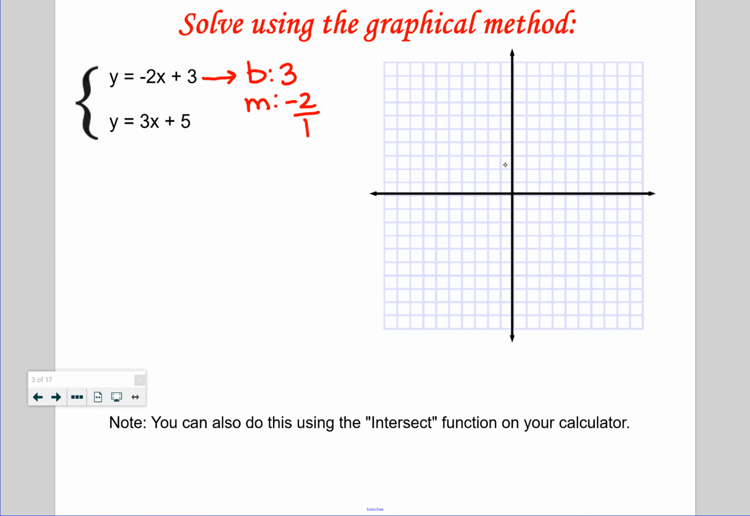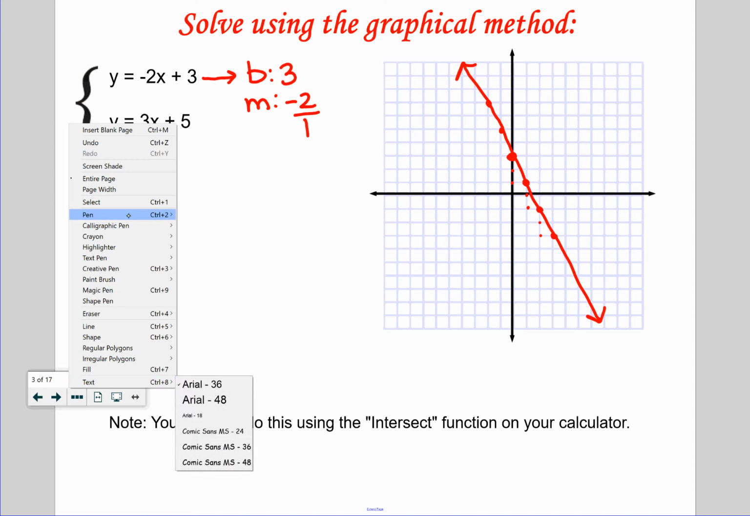From there, I'm going to make a point at 3 on my y-axis. And then because my slope is -2, from that y-intercept, I'm going to go down 2 and right 1. Down 2 and right 1. Remember, you always run to the right. You either rise or fall, depending on if you have a positive or a negative slope. You could even go the other direction a little bit if you wanted to, using that same slope. So there is our first line.